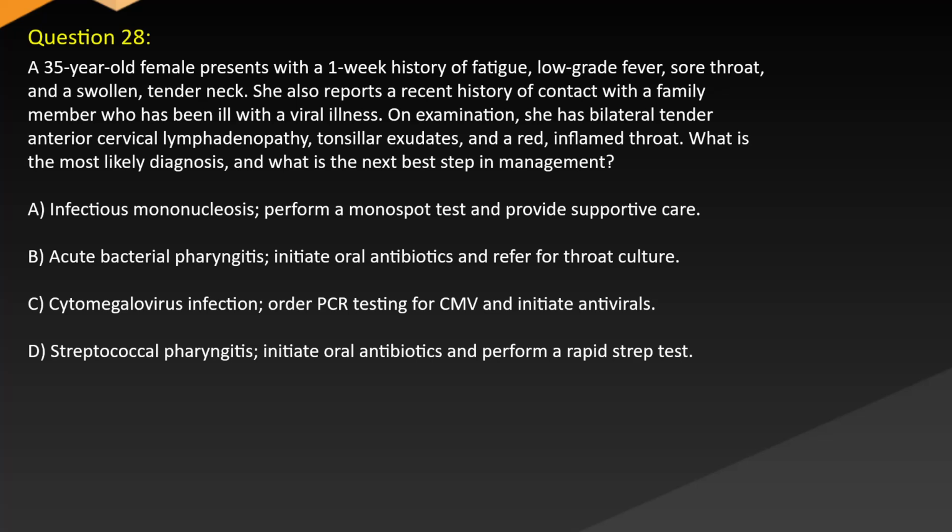A. Infectious mononucleosis. Perform a monospot test and provide supportive care. B. Acute bacterial pharyngitis. Initiate oral antibiotics and refer for throat culture. C. Cytomegalovirus infection. Order PCR testing for CMV and initiate antivirals. D. Streptococcal pharyngitis. Initiate oral antibiotics and perform a rapid strep test.